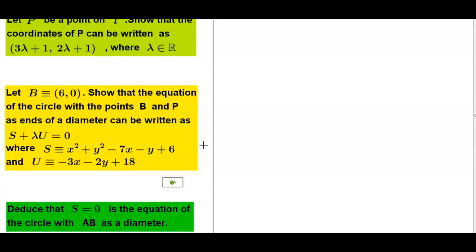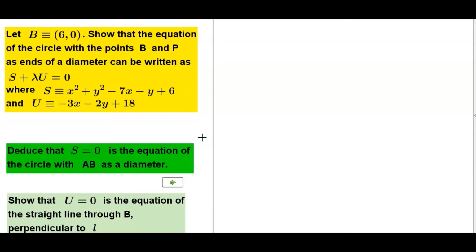Let B be (6, 0). Show that the equation of the circle with the points B and P as ends of a diameter can be written as S plus lambda U equals 0, where S is x squared plus y squared minus 7x minus y plus 6 and U is 3x minus 2y plus 18. Deduce that S equals 0 is the equation of the circle with AB as a diameter.